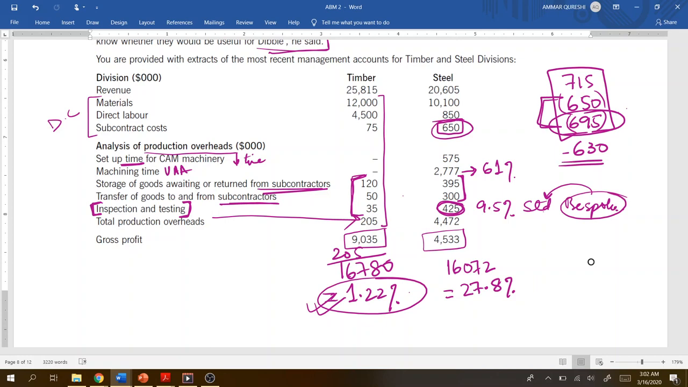Now, so this is a non-value added activity. This is a value added activity. This is not a value added activity, but we may consider this to be an important activity for the business, right?